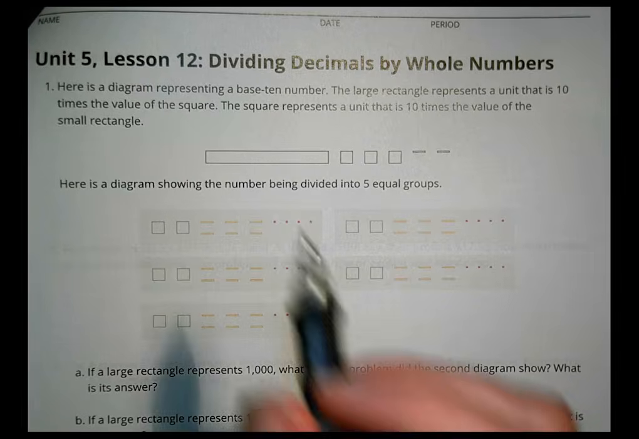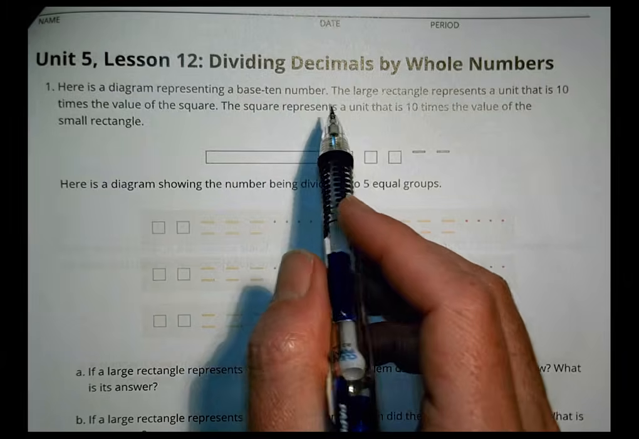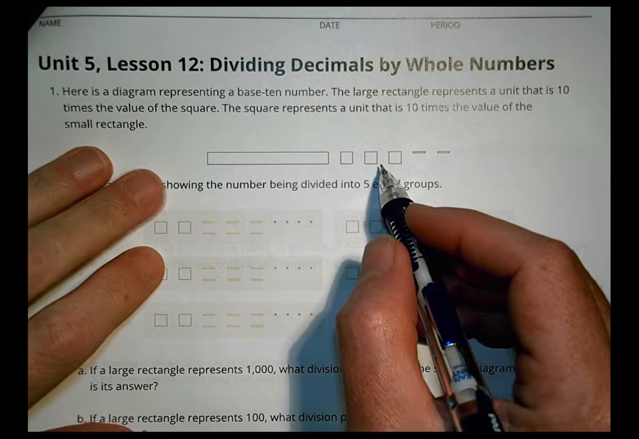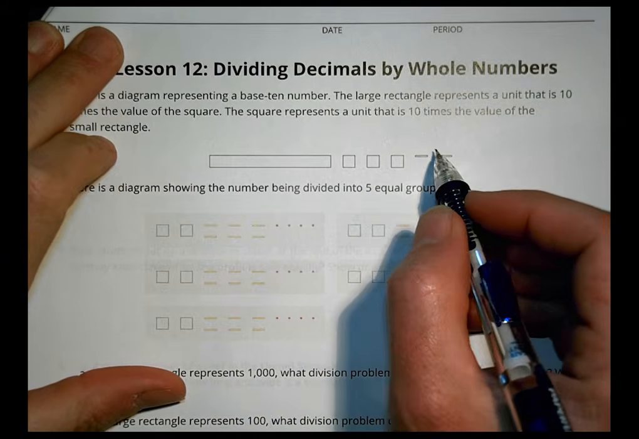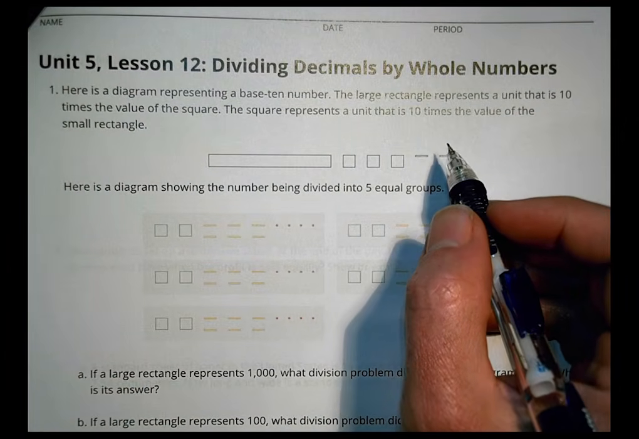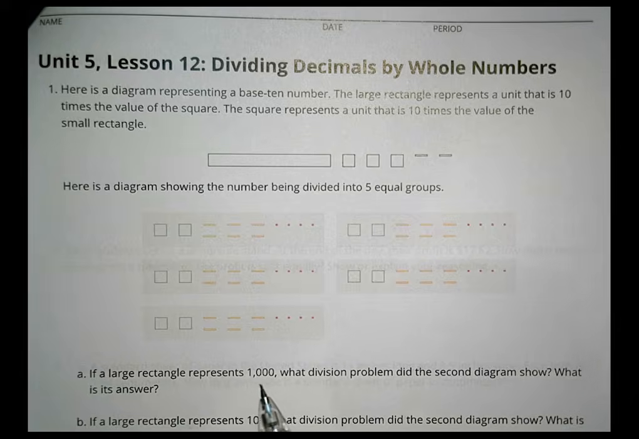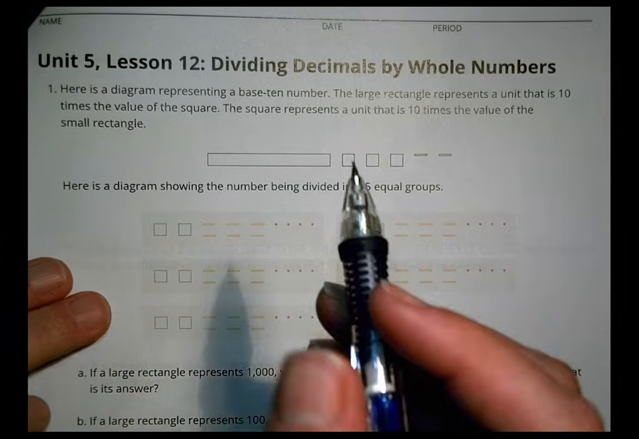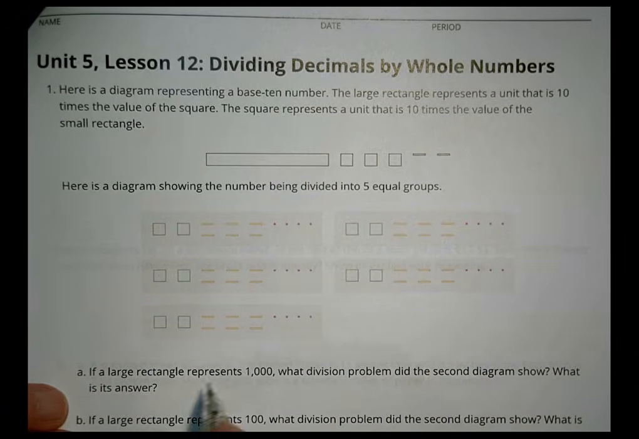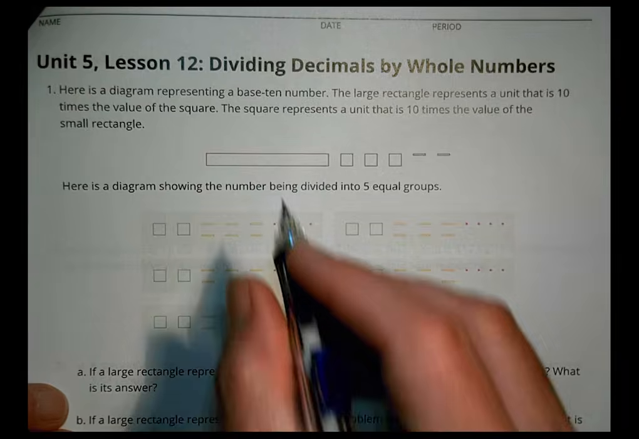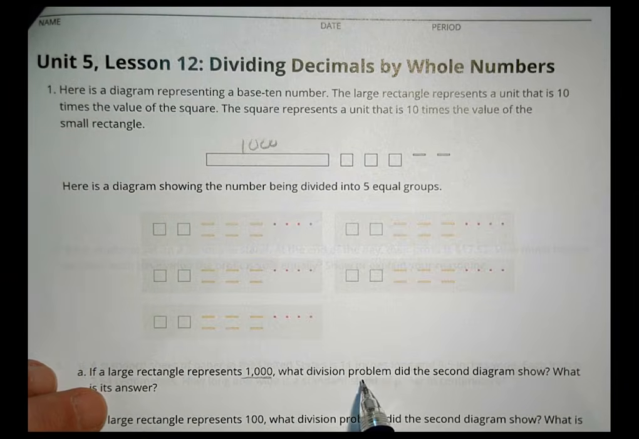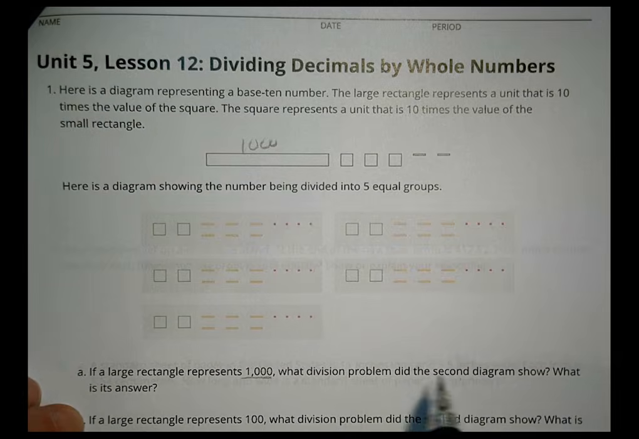Alright, here's a diagram representing a base 10 number. The large rectangle represents a unit that is 10 times the value of the square. The square represents a unit that's 10 times the value of the small rectangle. Here's a diagram showing the number being divided into 5 equal groups. So we're not worried about place value, it's just how this works out. If a large rectangle represents 1,000, so let's pretend that this one right here was 1,000, what division problem did the second diagram show?